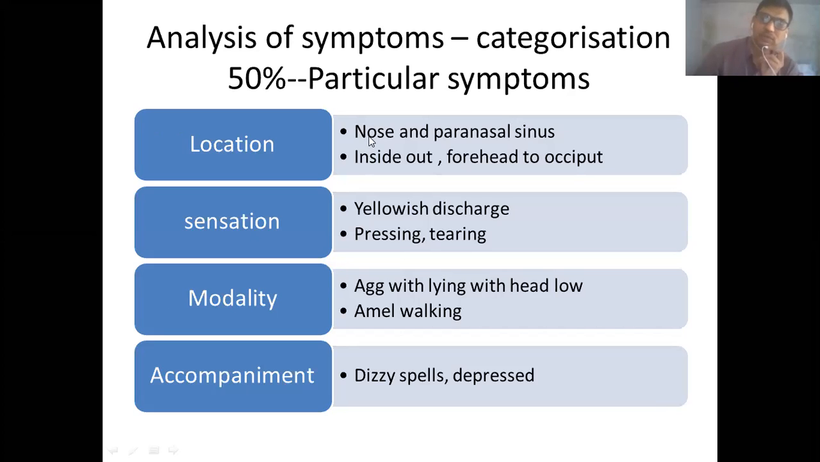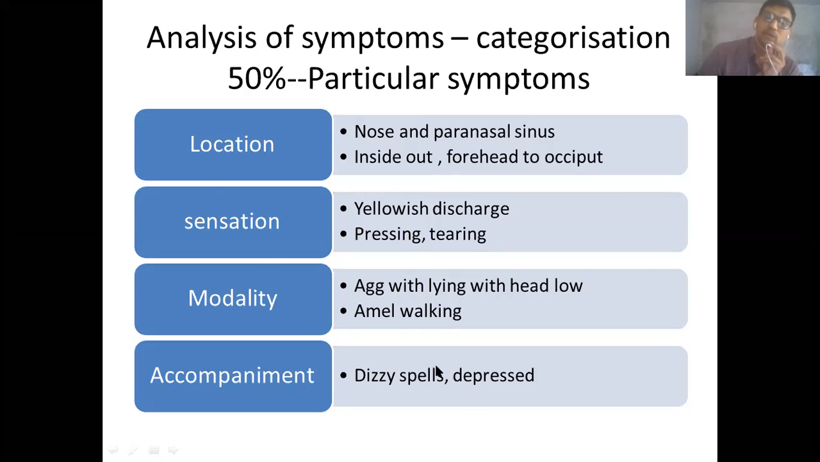This is the location, sensation, and modality that we have discussed so far. The location is the nose and paranasal sinus. It goes inside out, from forehead to occiput. The sensation is yellowish discharge, pressing, tearing. The modality is aggravation by lying with the head low, and amelioration by walking. All these symptoms have come along with this disease, pale and depressed.